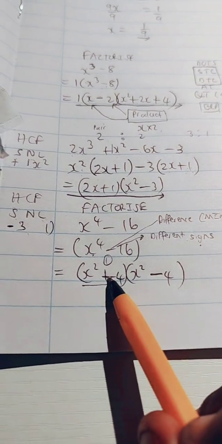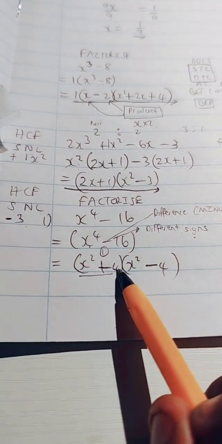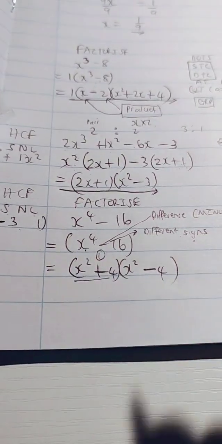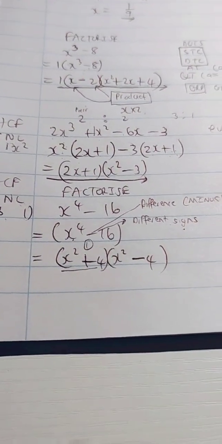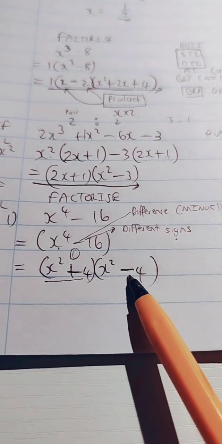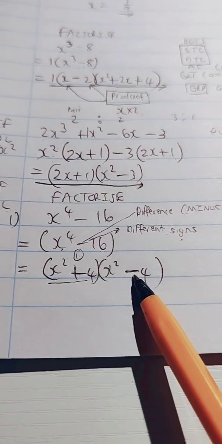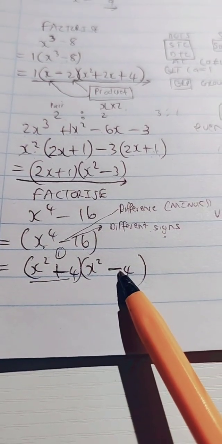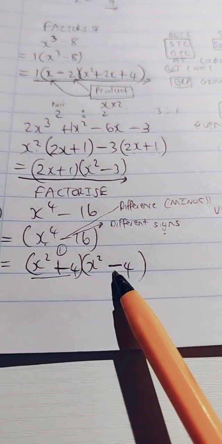We can't do any factorization with bracket number 1 because this is a sum of 2 squares. A sum of 2 squares is unfactorizable. What about the second bracket? Is there any work that can be done in the second bracket? What do you see in the second bracket?